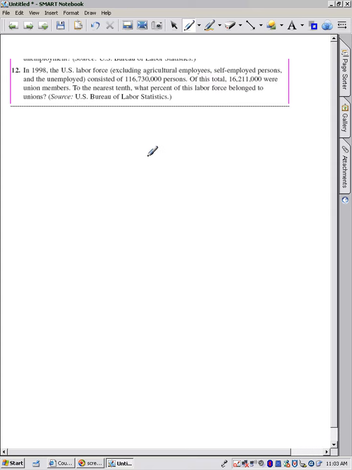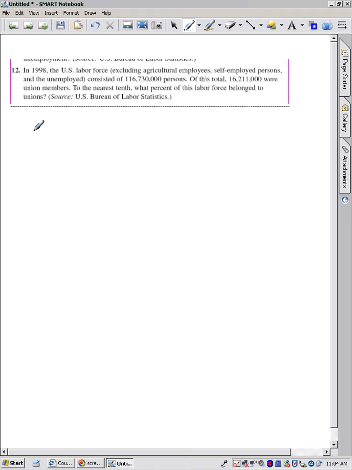Here's a problem that involves percentages. It says in 1998, the U.S. labor force, excluding agricultural employees, self-employed persons, and the unemployed, consisted of 116,730,000 persons. Of this total, 16,211,000 were union members. To the nearest tenth, what percent of this labor force belonged to unions?